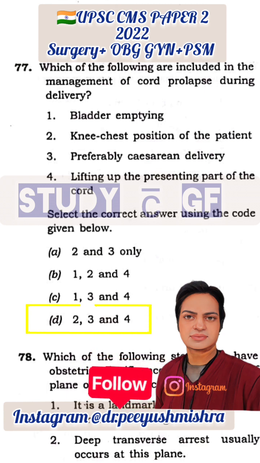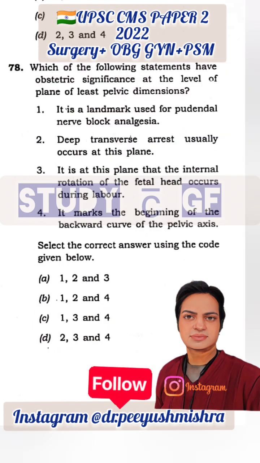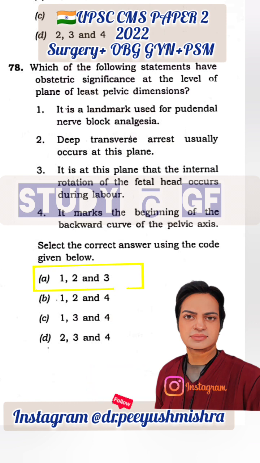Which of the following are included in the management of cord prolapse during delivery? Knee chest position of the patient, preferably cesarean delivery, lifting up the presenting part of the cord. Which of the following statements have obstetric significance at the level of plane of least pelvic dimensions? It is a landmark used for pudendal nerve block analgesia. Deep transverse arrest usually occurs at this plane. It is at this plane that the internal rotation of the fetal head occurs during labor.